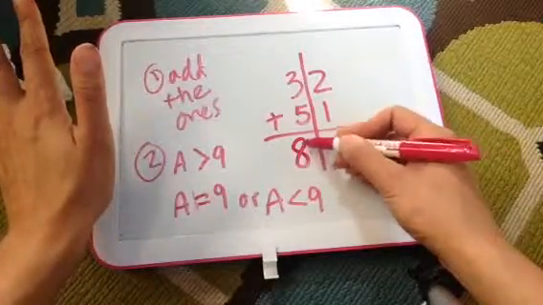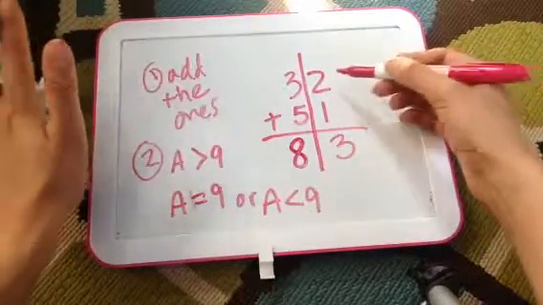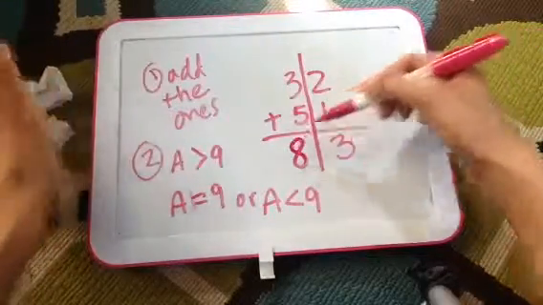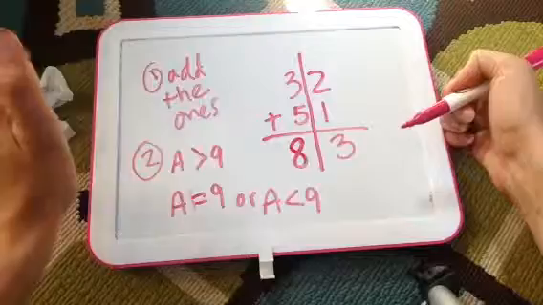equals 8 tens. So the answer to 32 plus 51 is 83. It's 8 tens and 3 ones. Okay.